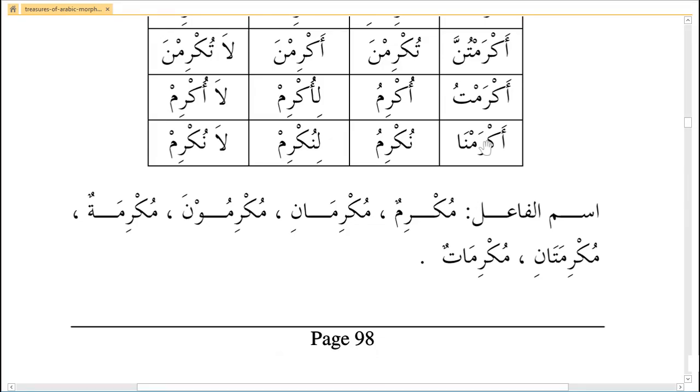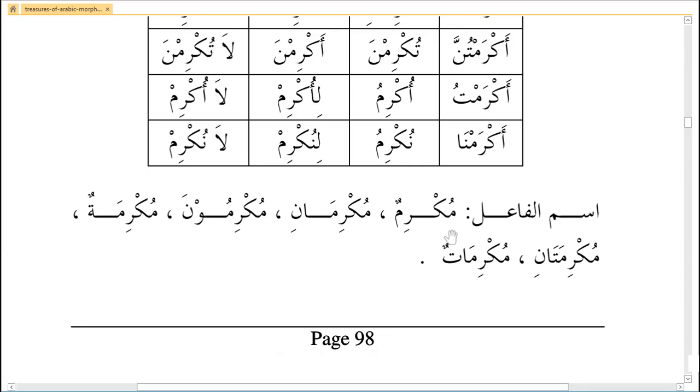Then there is Ruba'i, where the original is four letters. There are some where the original is five letters, and there are more added to it. So the main is three, then one added, then two added, then we'll study more added. So this is the ismi fa'il for thalasi mazid fi.